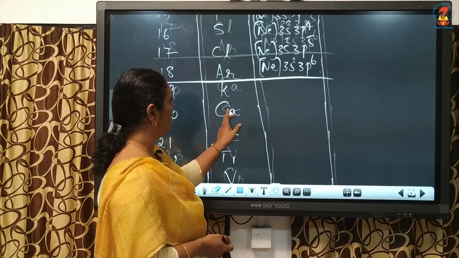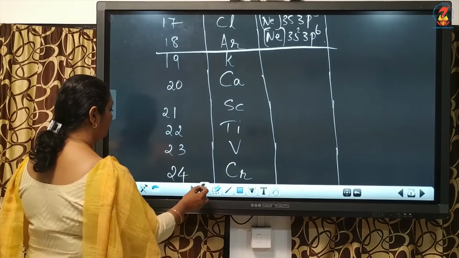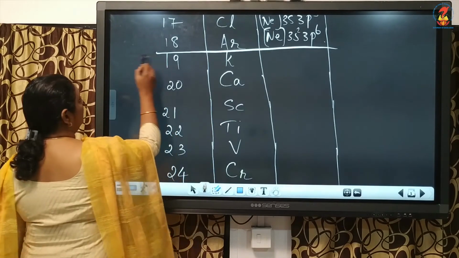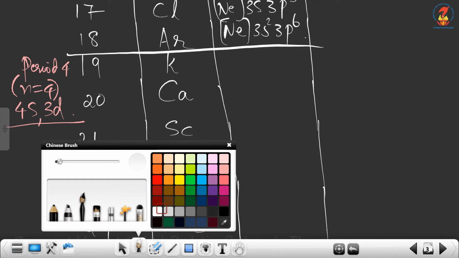Now we move on to period number 4, which starts with atomic number 19. Here n is equal to 4, and in period 4 we have 4s and 3d orbitals getting filled. First the 4s orbital, then 3d. So let's try the electronic configuration of potassium.